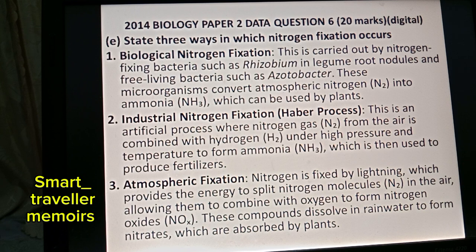Atmospheric nitrogen is fixed by lightning, which provides the energy to split the nitrogen molecules in the air, allowing them to combine with oxygen to form nitrogen oxides. These compounds dissolve in rainwater to form nitrates, which are absorbed by plants.